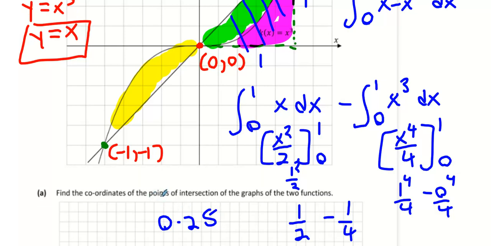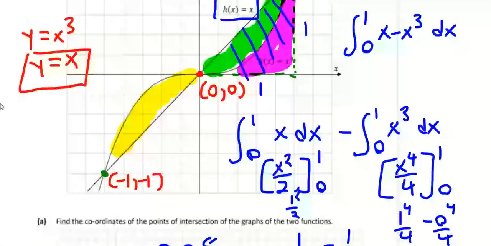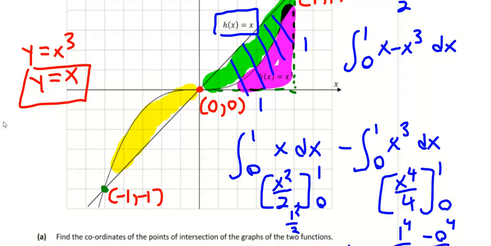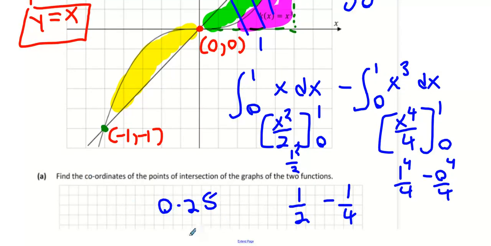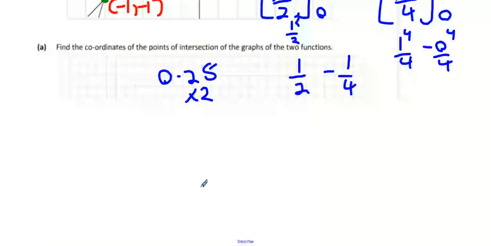And we have to multiply by 2 because I only got the green area. I didn't get the yellow area. So multiply that by 2 and we get 0.5.